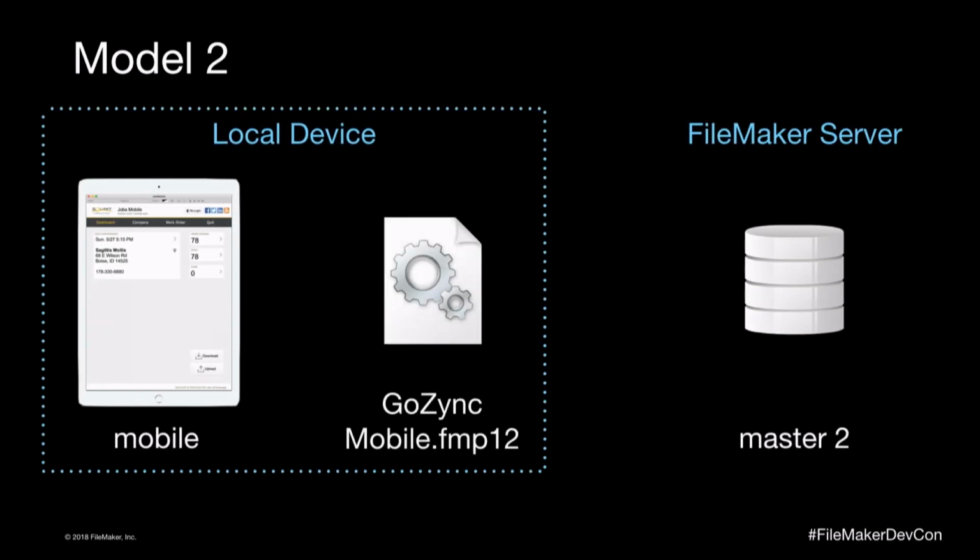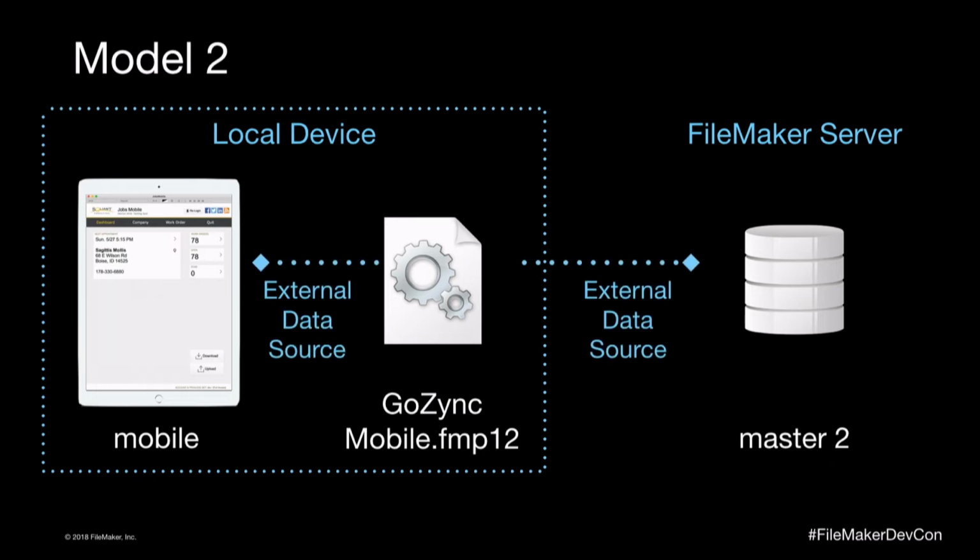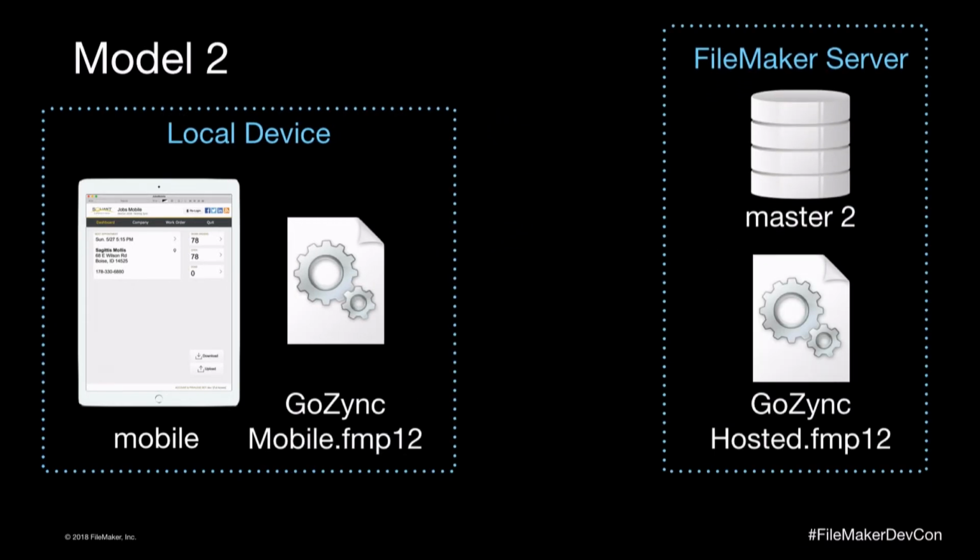Okay, so model 2. We still have server, we still have the device, same problem. But this time we're going to solve it with a commercial product called GoZync by Geist Interactive. So GoZync also has helper files. It has 2 of them actually. It calls it GoZync Mobile, and you put that on the pad. Oh, I'm sorry. So that one on the mobile is going to have external data source references to your master and your mobile. Does that sound familiar? Right, it's a helper file. It also has a second helper file for configuration that's up on the server, and that one's called GoZync hosted.